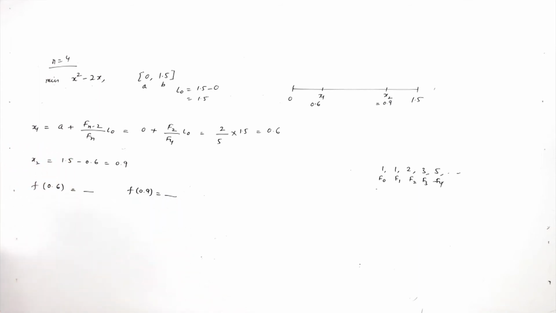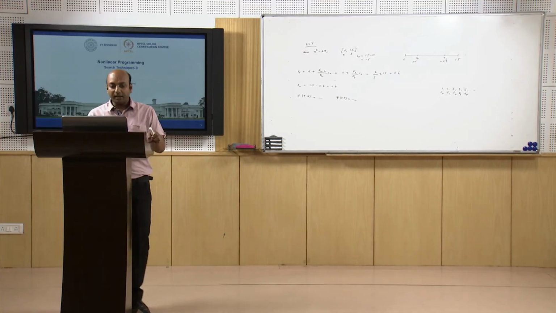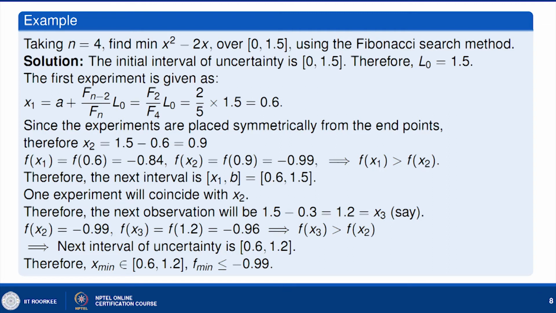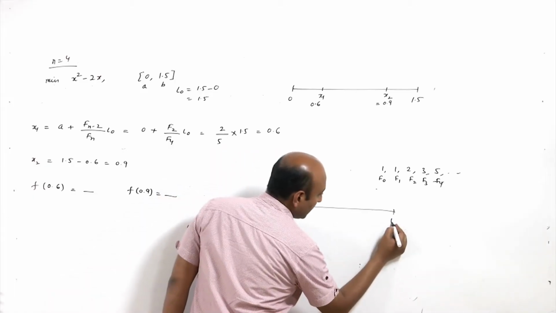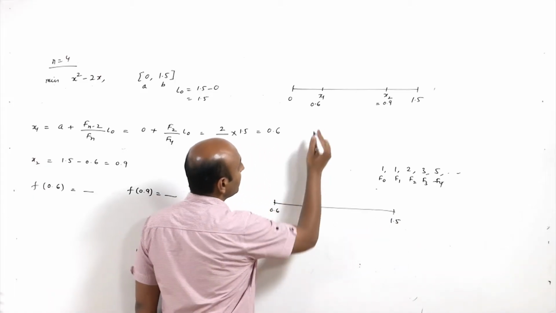Okay. So, we have obtained f of 0.6 and f of 0.9, and we have observed that f of x1 is greater than f of x2. So, what will be the next interval of uncertainty? The next interval of uncertainty will be x1 to b, because the value of f at x2 is lesser than the value of f at x1. So, the next interval will be 0.6 to 1.5. So, the next experiment is from 0.6 to 1.5, from here to here.